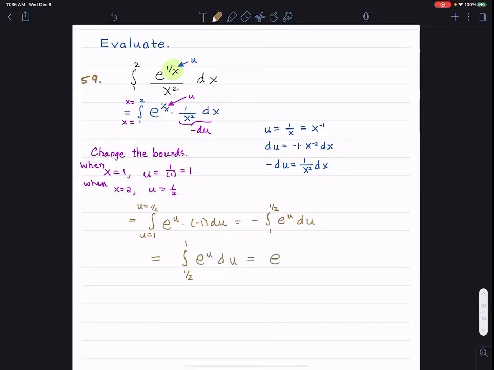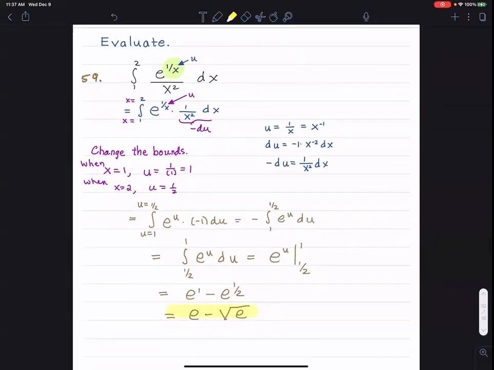Okay. The antiderivative of e to the u is e to the u. I'm going to evaluate from 1/2 to 1. So I get e to the 1 minus e to the 1/2. I would guess that the author would like me to write that as a square root, and I don't want to upset the author, even though the author's not here. Either way, both are completely legitimate and fine.